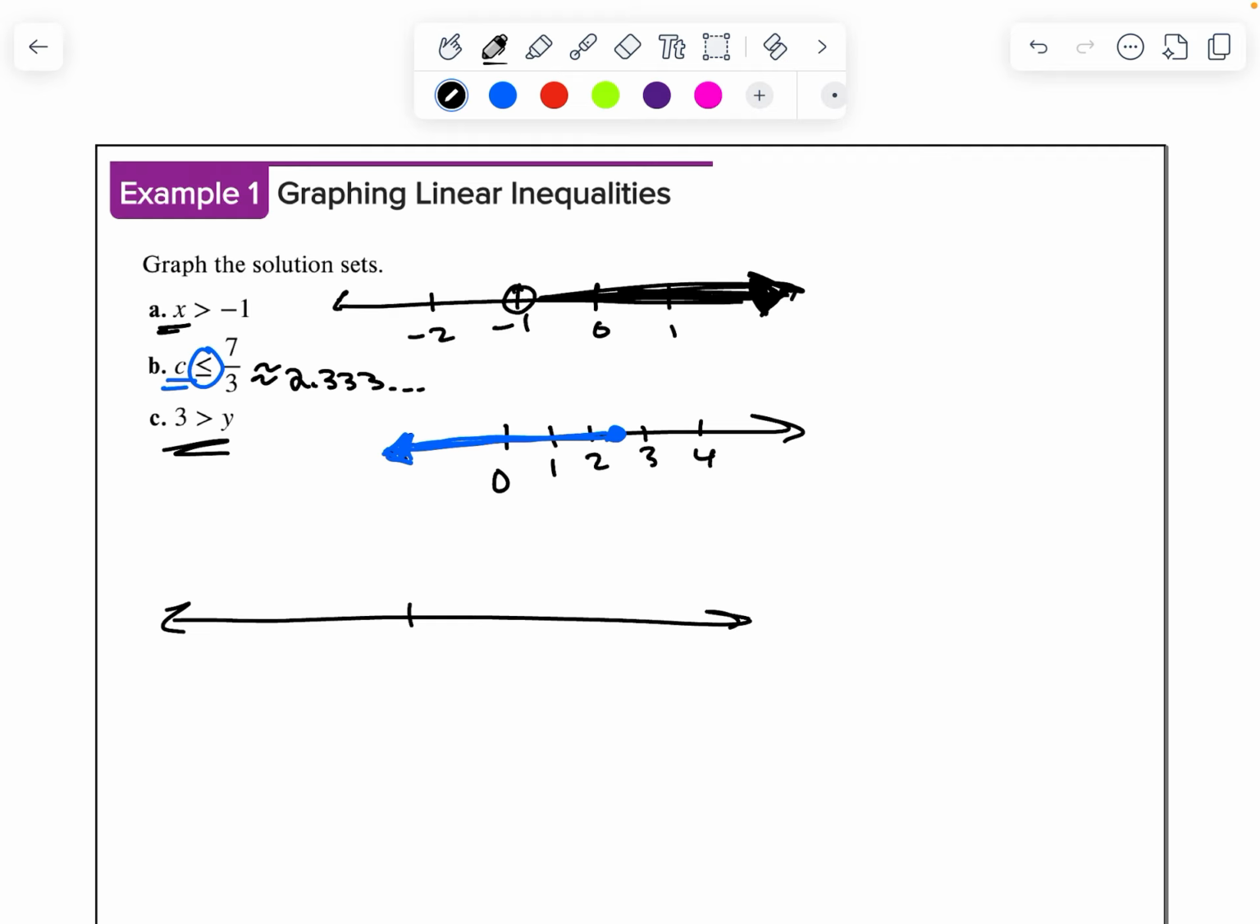3 is greater than y. I'm going to give us some context. 4, 5, 2, 1. Since it's strictly greater than, I have to use an open circle. And 3 is greater than y. That means y has to be less than 3. 3 is greater than y. That means y is somewhere over here.